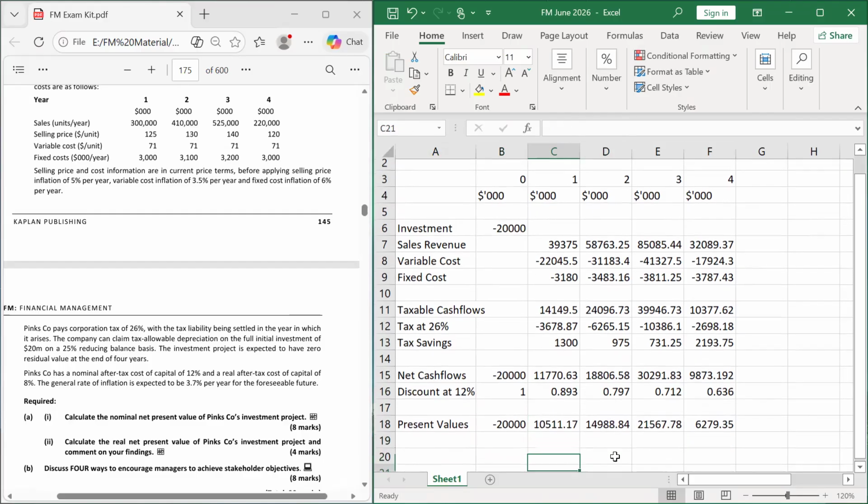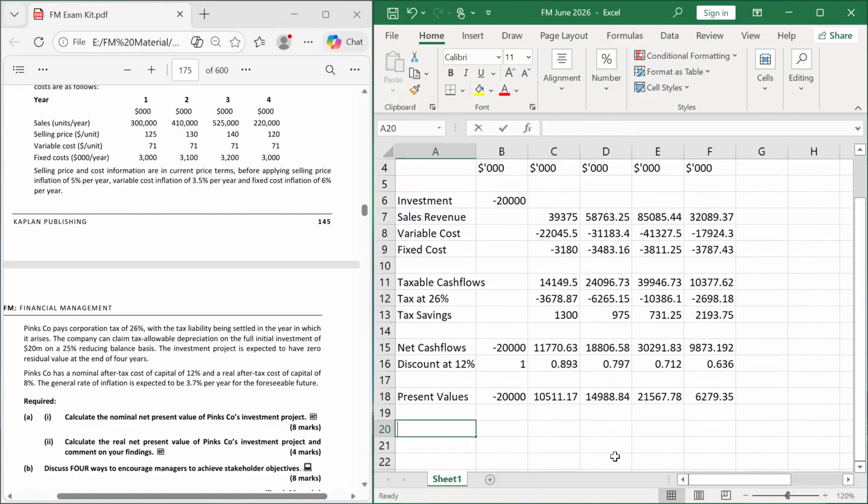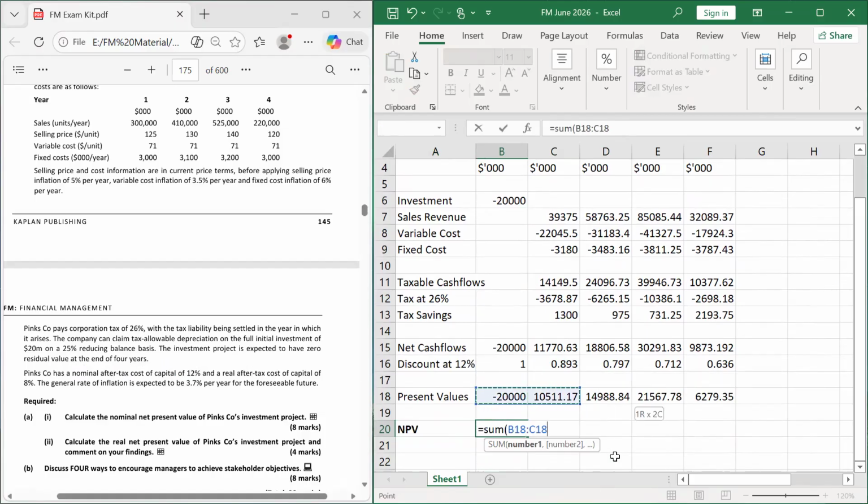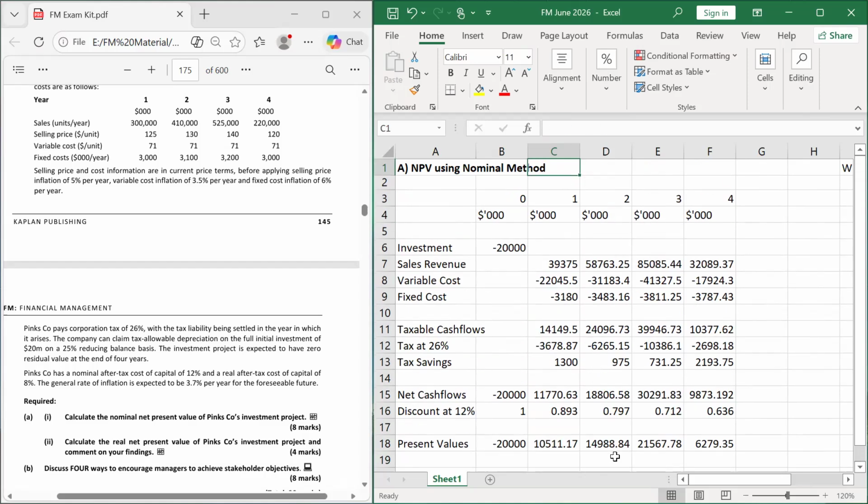Now automatically you got all of the present values, and now you can calculate the NPV, which is gonna be sum of all this. So from here till here. So this is going to be your NPV, positive 33,347. So that is your NPV using the nominal method.